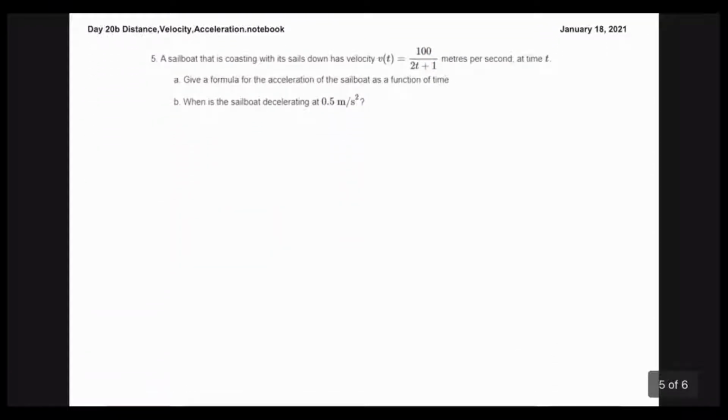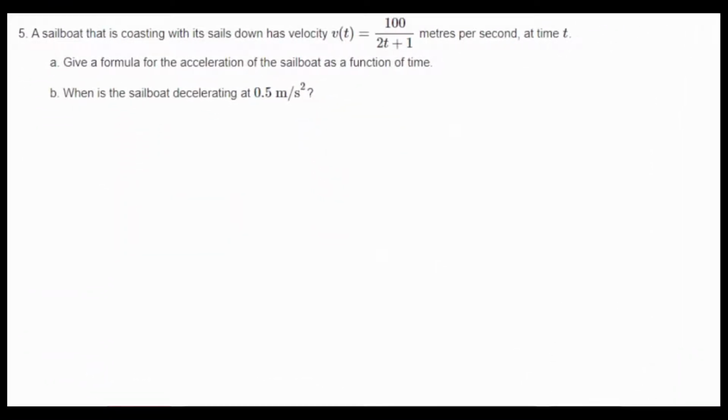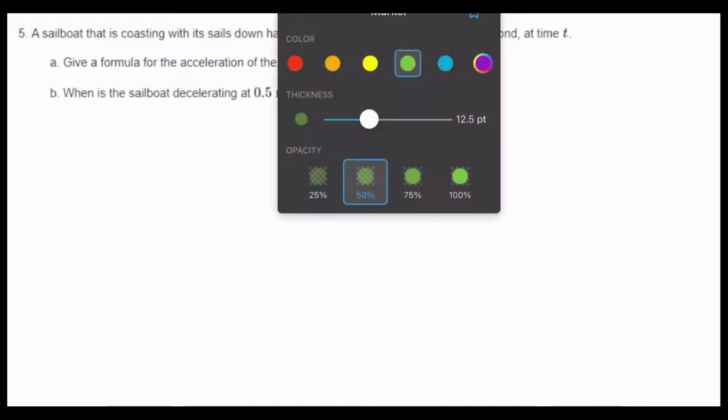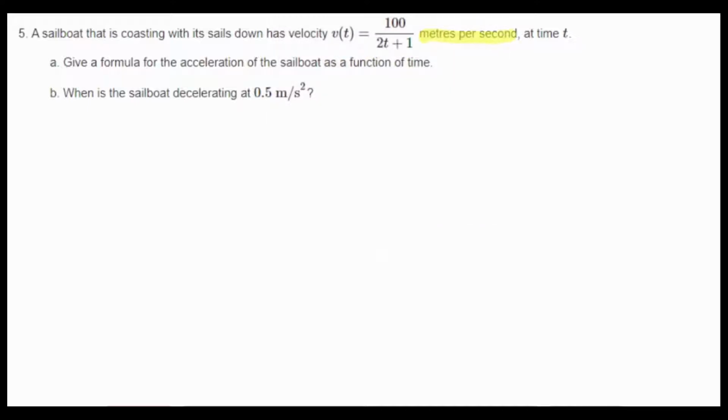Moving on, we have another example. In this question, we are told that a sailboat that is coasting with its sails down has a velocity as a function of time equals 100 over 2t plus 1 meters per second. We have units. Units are important. Let's highlight that. At time t. Question A asks us to give a formula for the acceleration of the sailboat as a function of time.